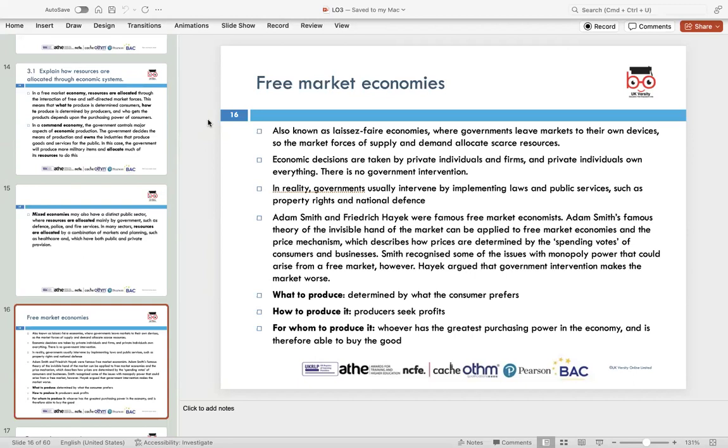Basically, in practice, governments typically intervene by enacting laws and providing public services such as protecting property rights and ensuring national defense. Adam Smith and Friedrich Hayek were well-known economists who advocated for free markets. It is possible to apply Adam Smith's well-known theory of the invisible hand of the market to free market economics, and the price mechanism, which defines the process by which prices are established by the spending votes of consumers and companies.